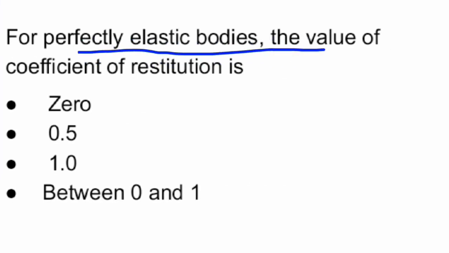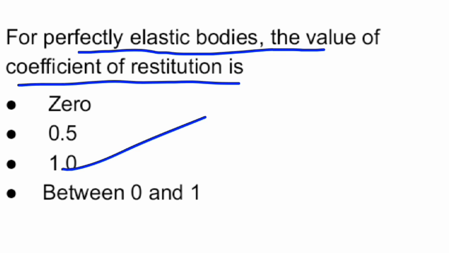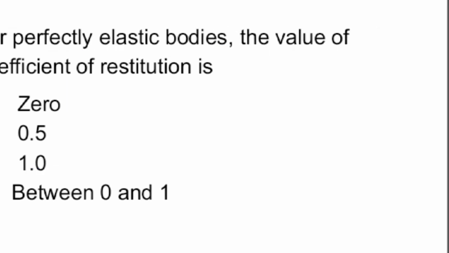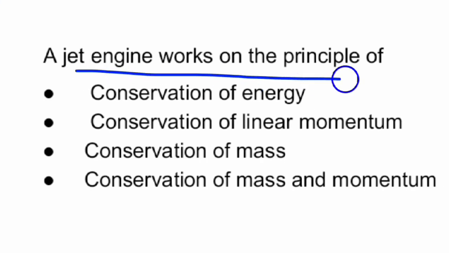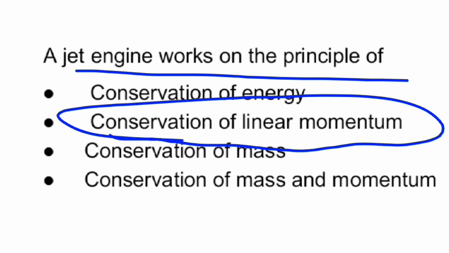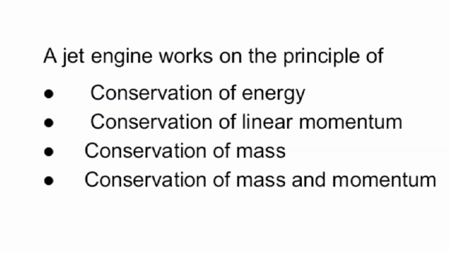For perfect elastic bodies, the value of coefficient of restitution is 1. That is option 3, it is 1. A jet engine works on the principle of what? Jet engines work on the principle of conservation of linear momentum.